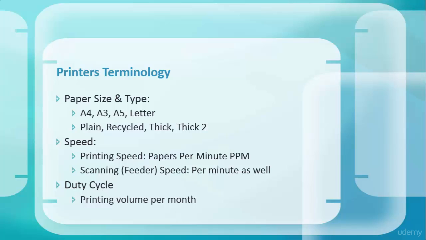Printing speed is how many papers this printer can print, and for scanners, it's how many papers this printer's feeder can take. It's measured usually per minute, so you see it shortened to ppm, pages per minute.